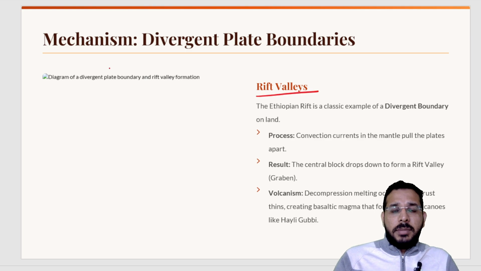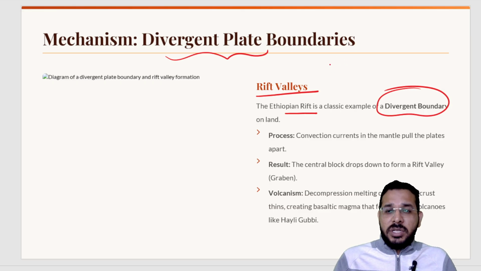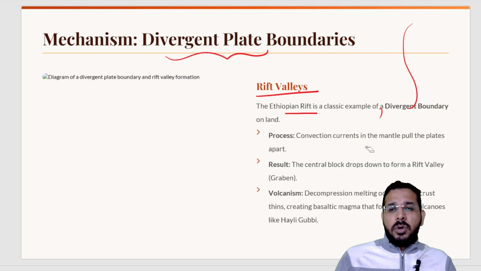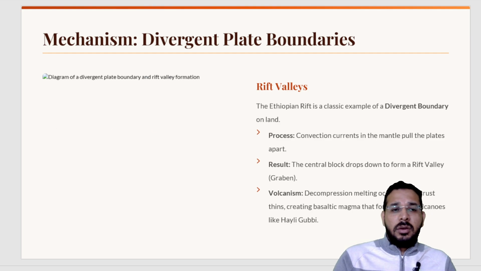Now the mechanism is because of the divergent plate boundaries, as we have discussed. The Ethiopian rift is a classical example of divergent plate boundaries on land. Usually we see divergent plate boundaries in the oceans. You have the Mid-Atlantic Ridge, a continuous ridge throughout the Atlantic Ocean. It is an S-shaped ridge because there is a divergent plate boundary. On land, if you want to see a divergent plate boundary, you can see it over here in this region. So this is an example of a divergent plate boundary on land.